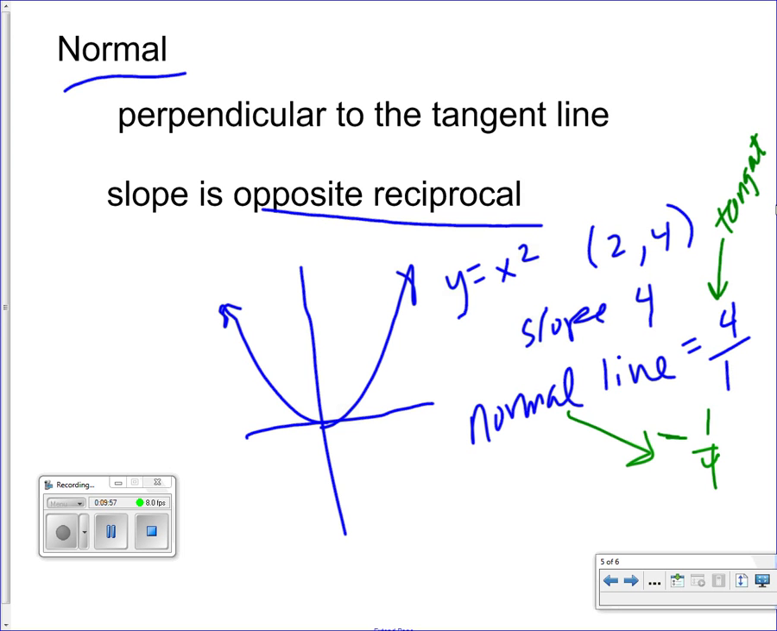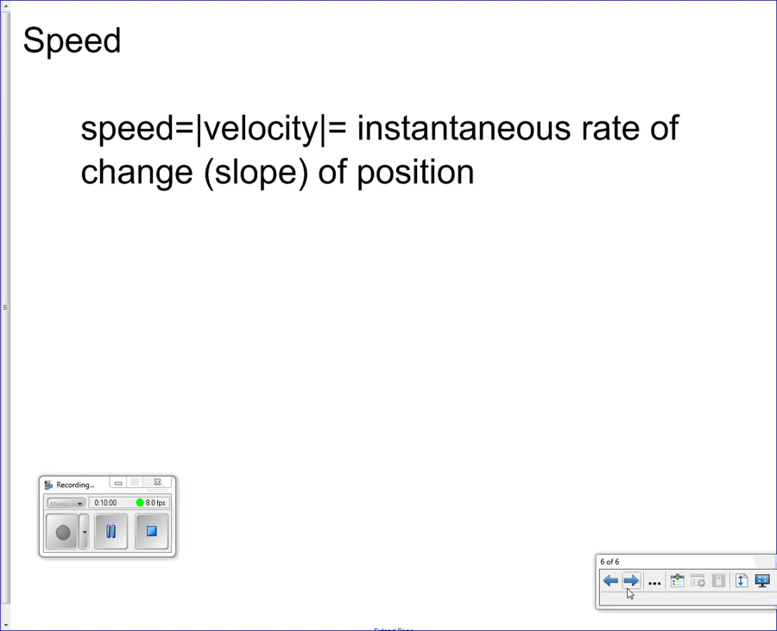Last quick idea, we want to talk about speed. Speed is the absolute value of velocity, because velocity shows direction. So velocity can be positive or negative, depending on if you're going north or south, east or west. But speed is always a positive number, right? If you're driving down Route 2, you're always going 50 miles per hour. Doesn't matter if you're going north or south, but your velocity would be positive 50 if you're going north, negative 50 if you're going south.